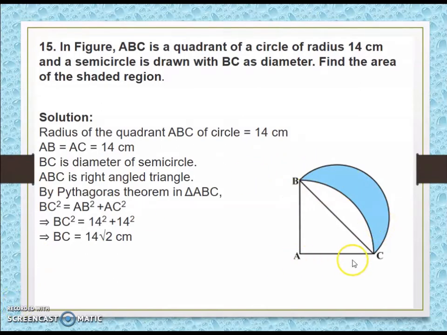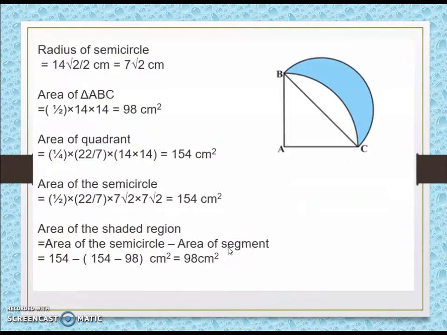So the radius of the quadrant, that is AC and AB, is given to you as 14. Using that, BC can be found out, that is the diameter of the semicircle. By Pythagoras theorem, BC is square root of 14 square plus 14 square, that is 14 root 2. This is the diameter. So the radius will be half of that, that is 7 root 2 centimeter.